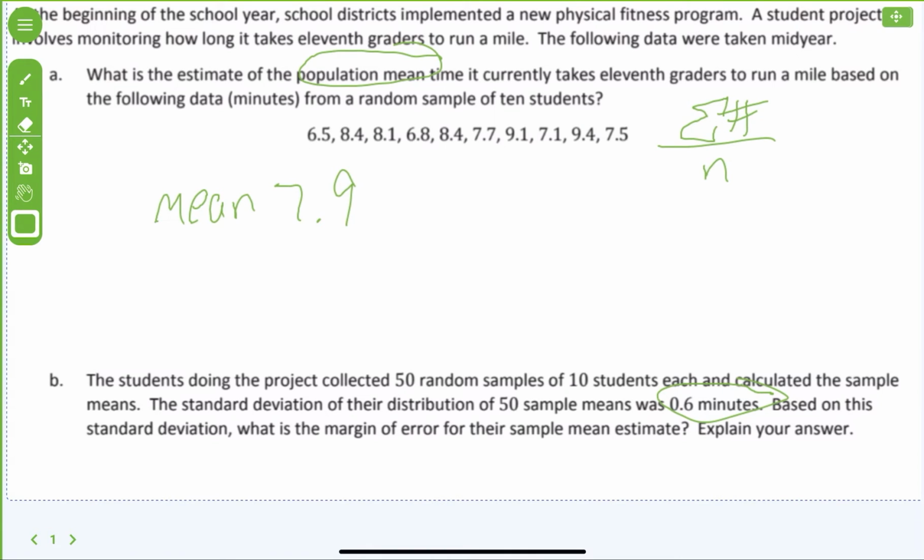Now, how do you find the margin of error for the sample means? Anybody know? Anybody remember? Since we have the standard deviation, all you have to do is say 2 times the standard deviation, and that will give you the margin of error, which is 1.2 minutes. So if you're given the standard deviation, all you have to do is multiply by 2.